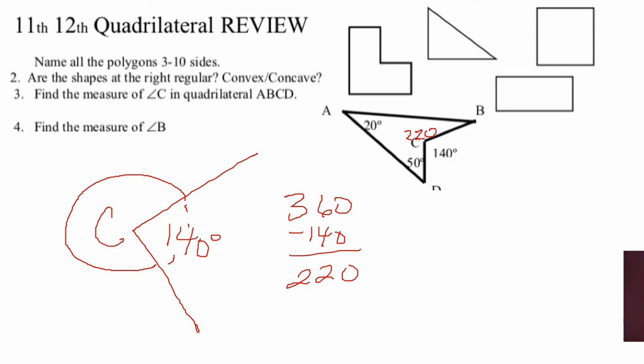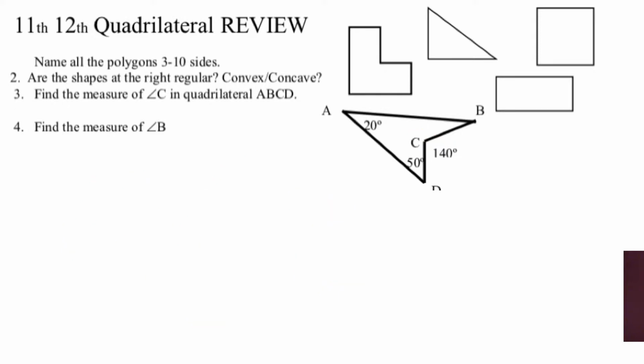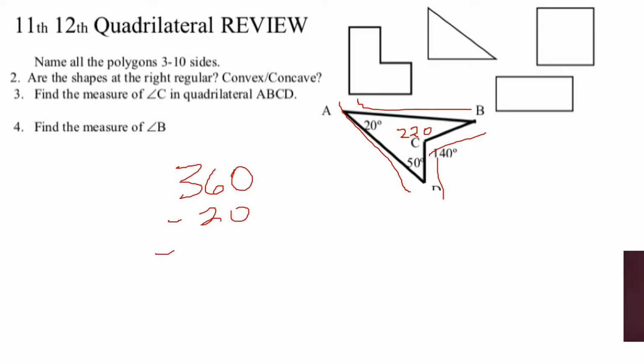And I'm going to use that answer to figure out angle B. So now I need to count. I got 1, 2, 3, 4 sides. That's a quadrilateral. Anything with 4 sides has a total of 360. I've got a 20. I've got a 50. And I'm going to subtract that 220 because that's on the inside too. 1, 2, 3 angles. Only one of them's missing. Angle B is the only one missing. So I can just subtract the others and end up with 70. So angle B is 70.